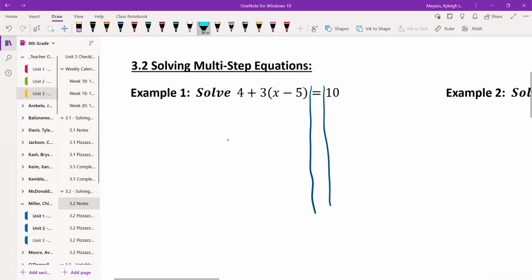So we want to take this 3 and distribute it to everything in the parentheses. But it's not just a 3, it's a positive 3. That's something we need to keep in mind, that sometimes it might be a negative out there. It could be a positive 3 or a negative 3. In this case, it's a positive 3. So a positive 3 times a positive x is a positive 3x. A positive 3 times a negative 5 is a negative 15. We just bring this 4 down and the equals and the 10.